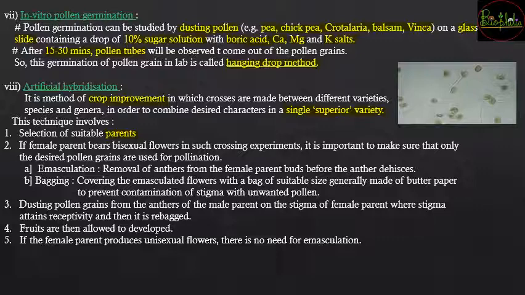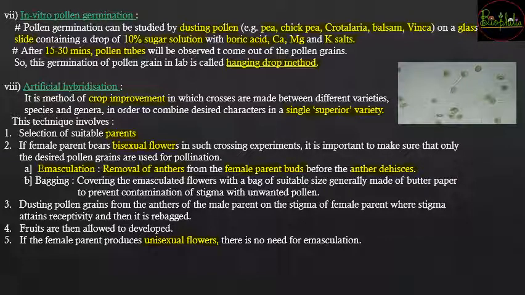Once the parents are selected, you are going to segregate who is going to be the female and who is going to be the male parent. अब जब डिसाइड कर लिया है कि मेल कौन है और फीमेल कौन है, now you have to see whether the female plant is having bisexual flowers or if it is having unisexual flowers. अगर bisexual flowers हैं तो what is going to be needed next? That is, you have to undergo a process that is called as emasculation. Emasculation क्या होता है? That you are going to remove the anthers from the female parent buds before the anther dehisces. Now, why is this process important?